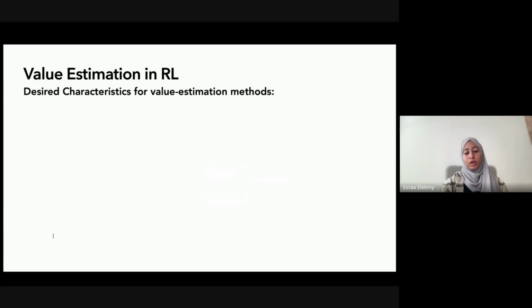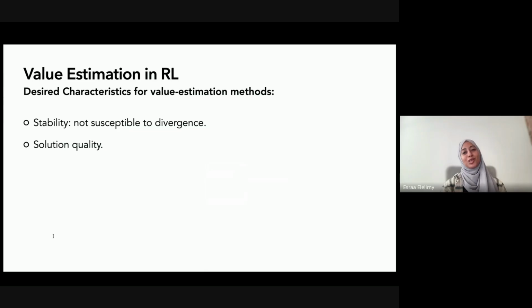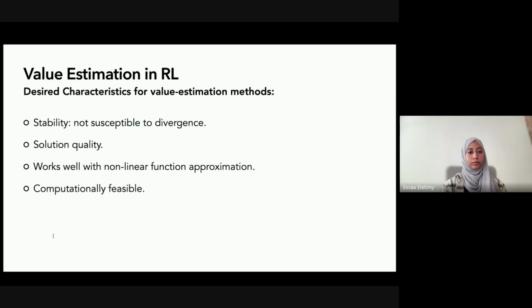Okay, so when we're thinking about solving this value estimation problem, we might think, what do we want in a solution method? We want a stable solution. We want solution methods that don't diverge, basically. We also want them to converge to a good solution, because if you have a method that converges to a bad solution, then it's not that much better. And we also want them to work well with nonlinear function approximation. We want to be able to use neural networks with them, and all the other things that need nonlinear function approximation. We also want them to be computationally feasible, and we want them to work well in off-policy learning.